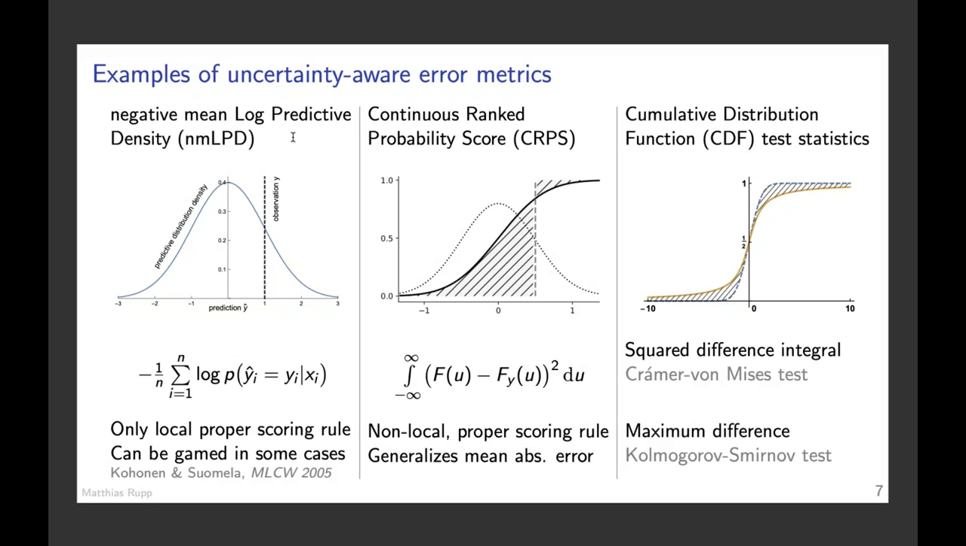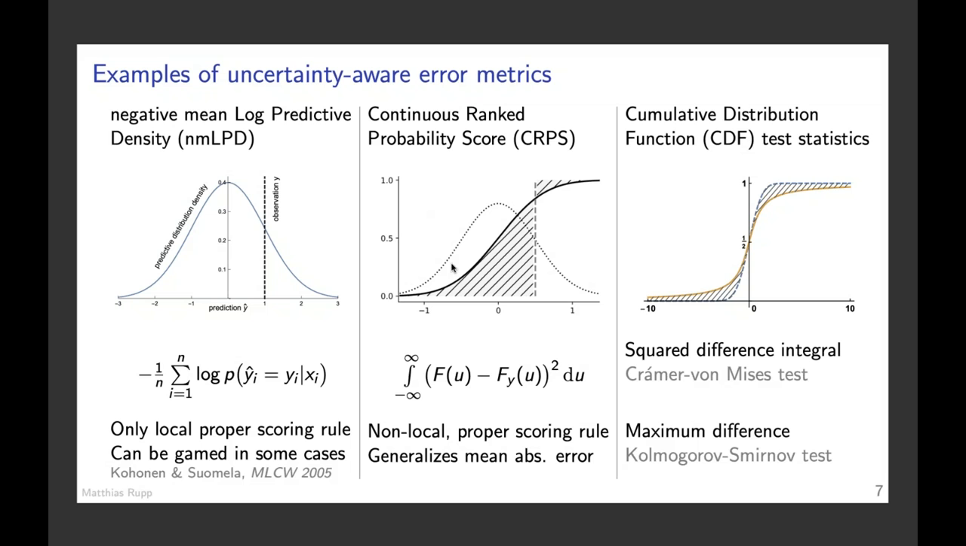In a competition, Kohonen and Sumeva showed how to win by exploiting a weakness of this metric. If your regression problem has only a finite number of possible outcomes, what you can do is for each prediction, you predict a very thin slice of probability around each possible outcome. And then, no matter which outcome actually happens, you always have high density there and your metric is doing very well. So that is clear in retrospect, but far from clear, I would say, at least for me, when you initially look at this.